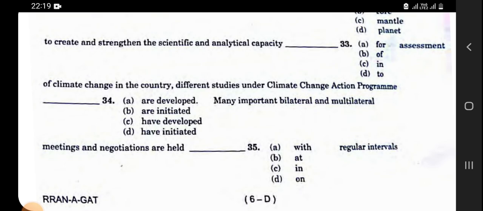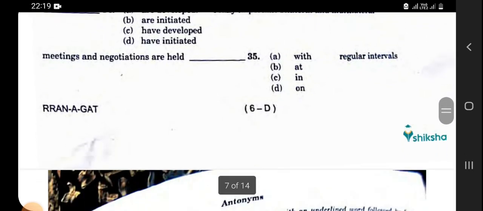Many important bilateral and multilateral meetings and negotiations are held on regular basis or at. So it is not regular basis, it's interval. So it should be B, at regular interval.